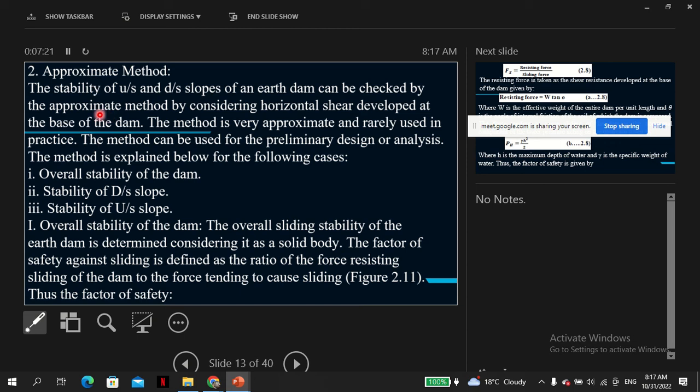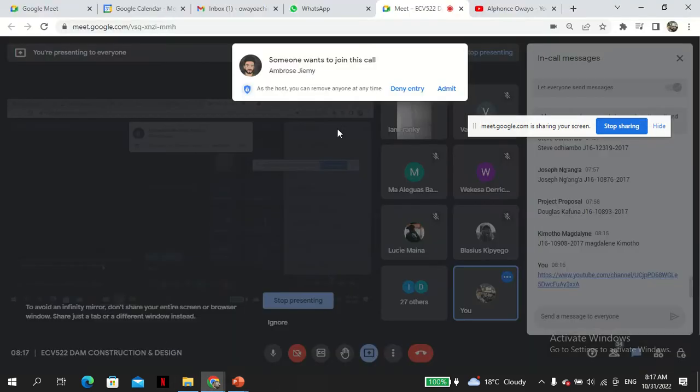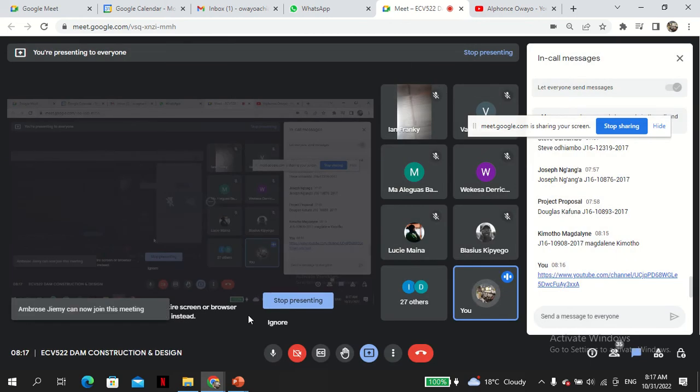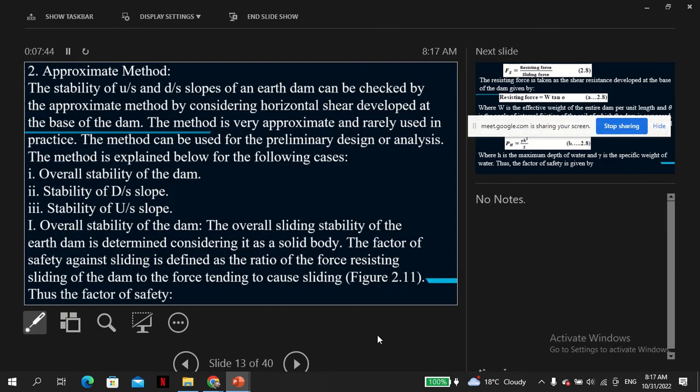So the stability of upslope and downslope of an earth dam can be checked by an approximate method by considering horizontal shear developed at the base of the dam. The method is very approximate and rarely used. In practice, the method can be used for preliminary design, when you need the results relatively fast and you don't have the time to adopt more rigorous methods.